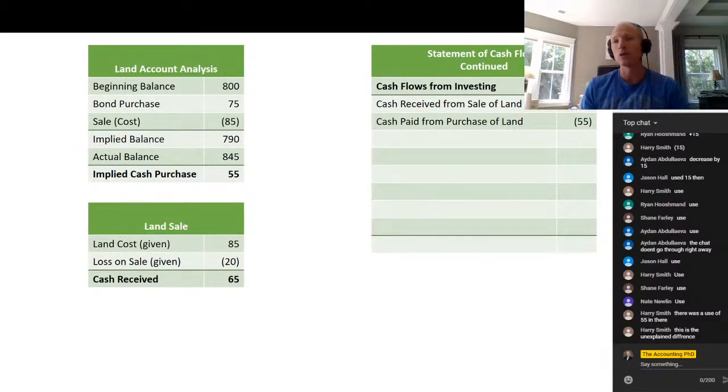And so now we're done with our land. We have calculated the cash that we received when we sold our land. We also have the cash that we paid when we purchased land.